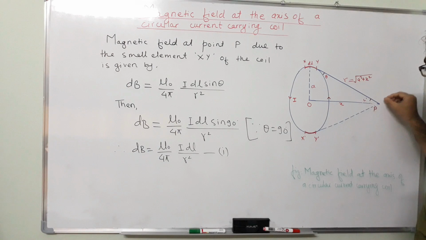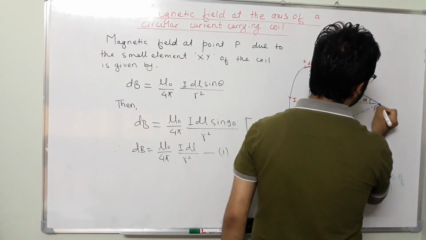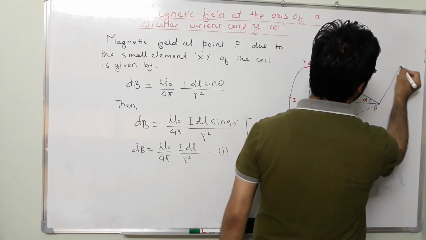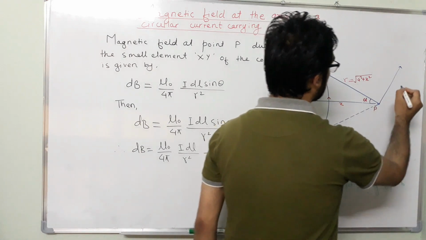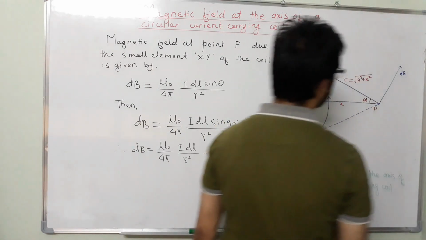Now I'll draw the direction of magnetic field here. The direction of magnetic field should be perpendicular to the plane joining the point and the small section of the conductor. So this is the direction of magnetic field.